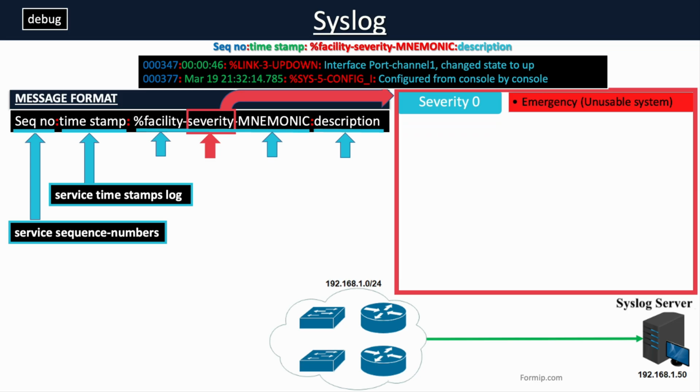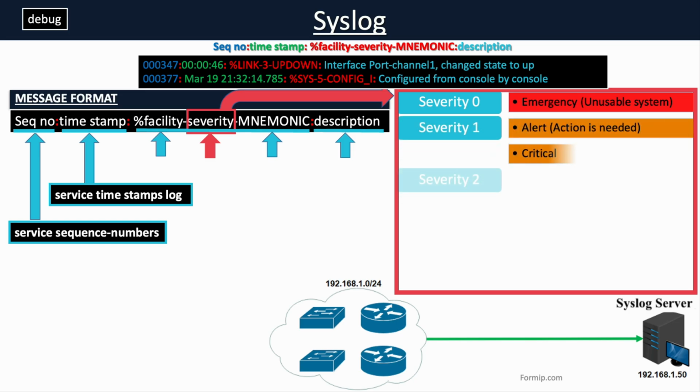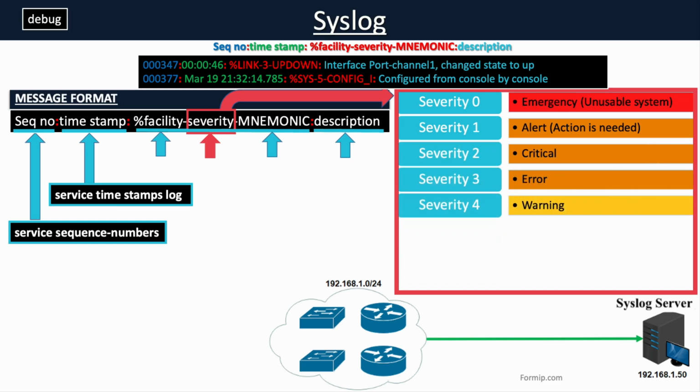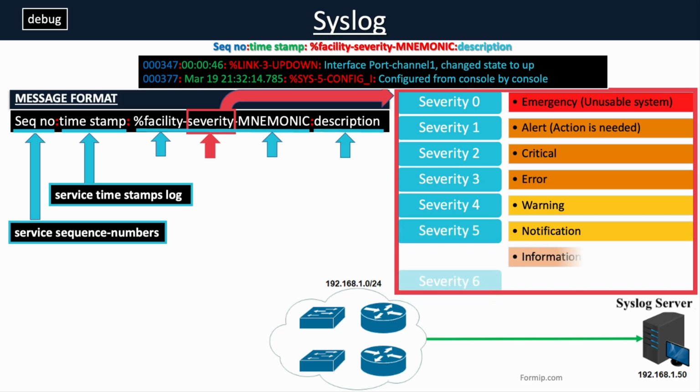Level 0 is the most serious severity. Here, the system is completely out of service. Level 1 is the alerts, where action is required. Level 2 is critical. Level 3 is for errors. Level 4, the warnings. Level 5, notifications. Level 6 is just to inform, informational. And level 7 is the debugging mode. That is to say, all types of messages are displayed.